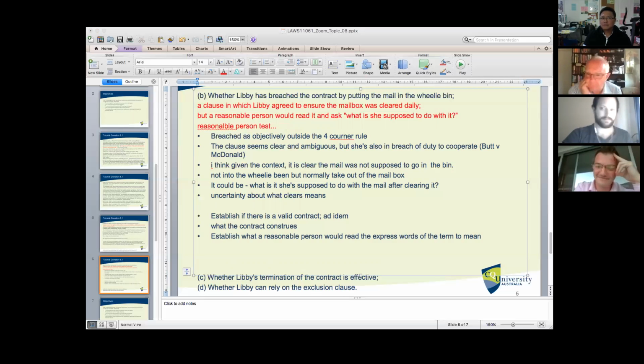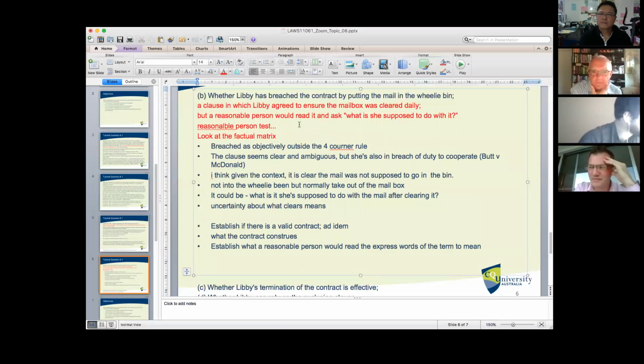Yes. The four corners rule is about doing something in a reasonable sort of way, an expected way. So if somebody says, clear my mail, you can take it out of the mailbox and put it on the kitchen table. That's what I need.